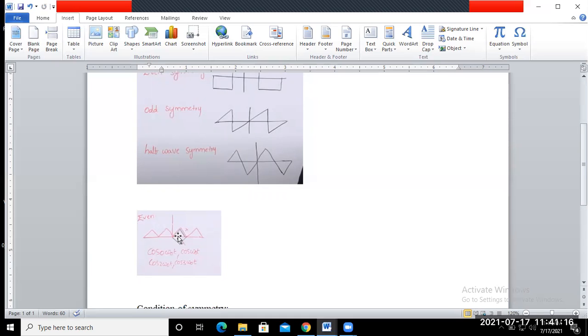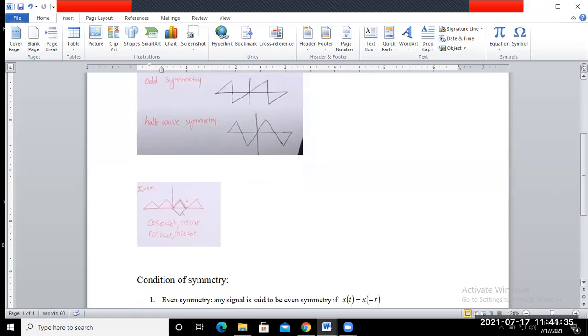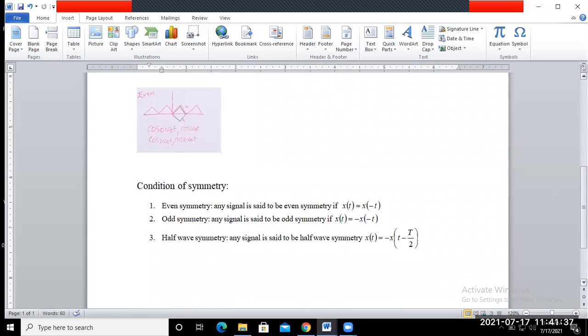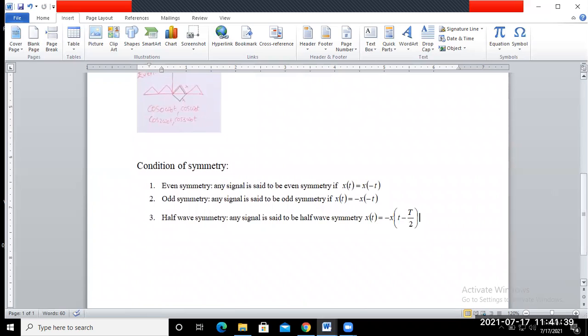What is the condition of half wave symmetry? Shift it by half a wave and take the reverse, so that the signal is synchronized with the original signal. But this does not follow that, nor odd symmetry. So this one is pure even symmetry. You can conclude here that if any signal has pure even symmetry, we consider the following.